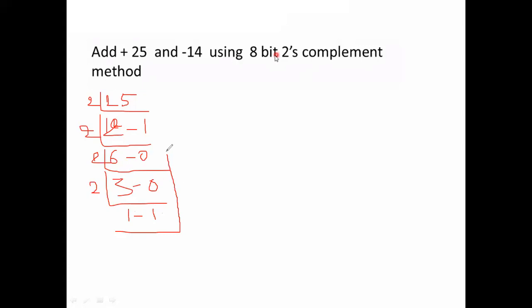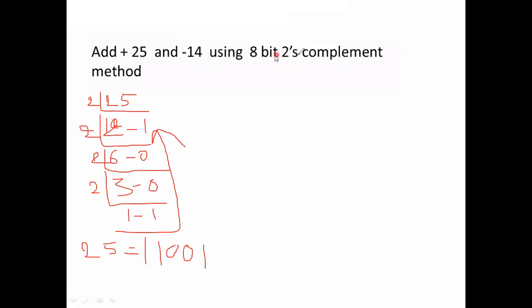So this is decimal to binary. This is the integer part, that's why this will be taken from down to up direction. So 25 is equal to the binary equivalent, which we get by taking from down to up: 1 1 0 0 1.